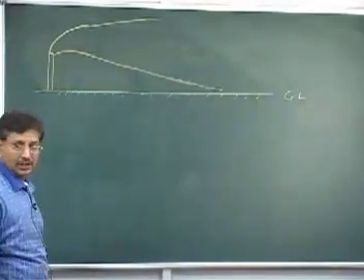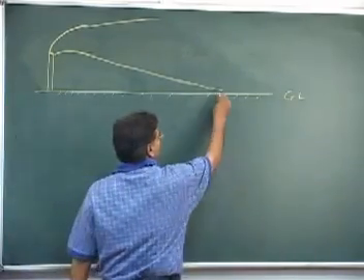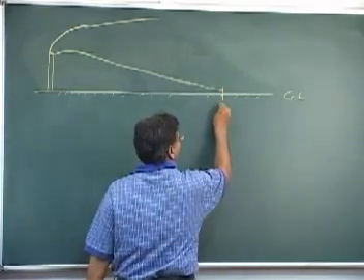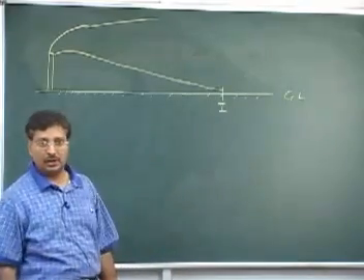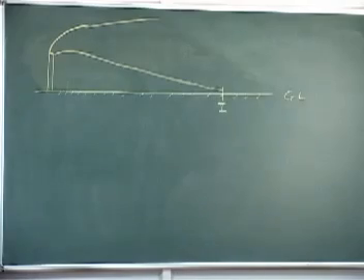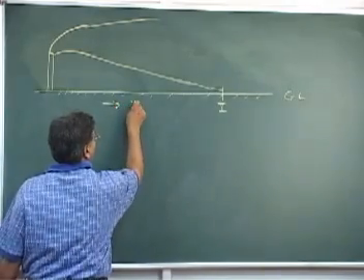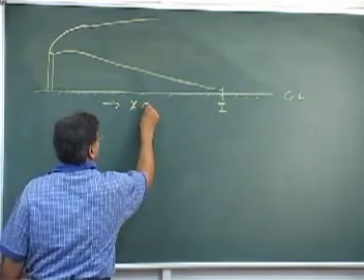At some point, the plume is likely to touch the ground. Let me call this point I. At some point, the plume is likely to touch the ground. Let me call that point A, point I. And don't forget this is my x direction.